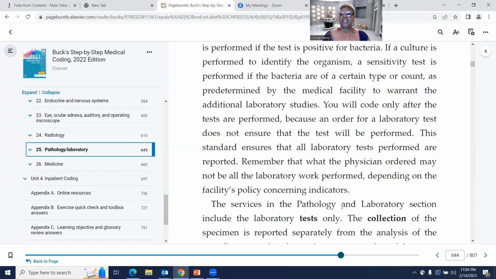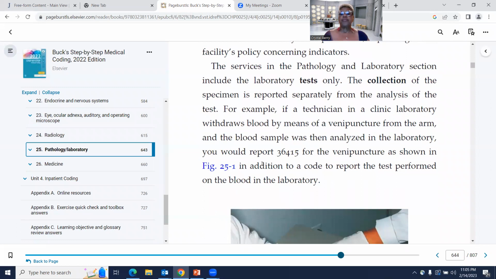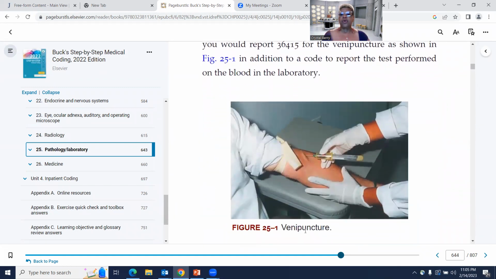The services in the pathology and laboratory section include the laboratory test only. The collection of the specimen is reported separately from the analysis of the test. For example, if a technician in a clinic laboratory withdraws blood by means of a venipuncture from the arm and the blood sample is then analyzed in the laboratory, you would report 36415 for the venipuncture as shown in figure 25.1. Here's the figure 25.1 venipuncture, in addition to a code to report the test performed on the blood in the laboratory.